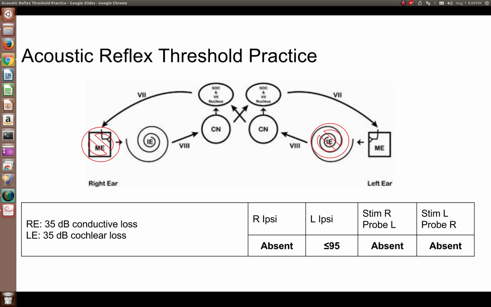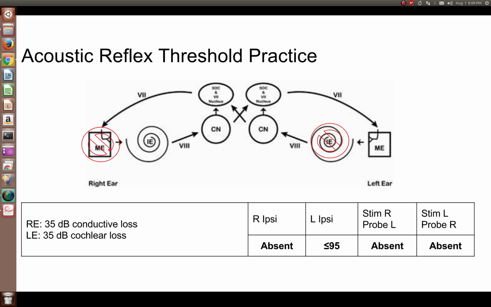All right, number 7. Last one here. Hopefully this is wrapping it up in good time. Man, this is quick. All right, 35 dB conductive loss in the right ear, 35 dB cochlear loss in the left ear. Let's go through it.